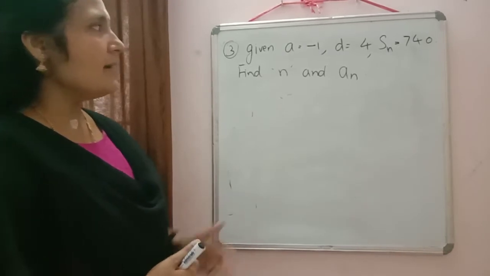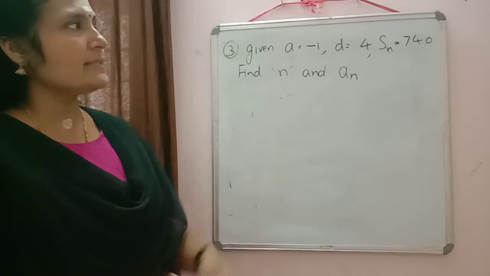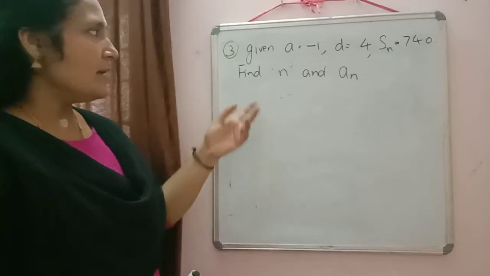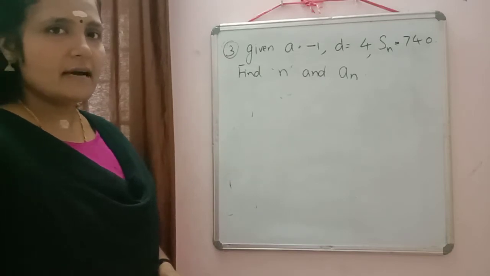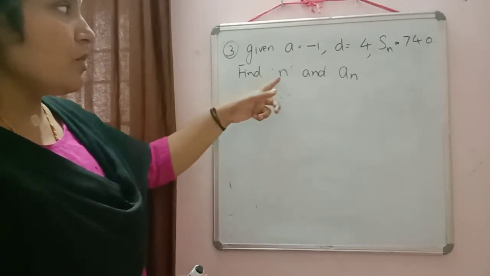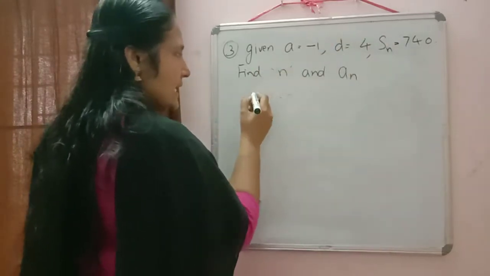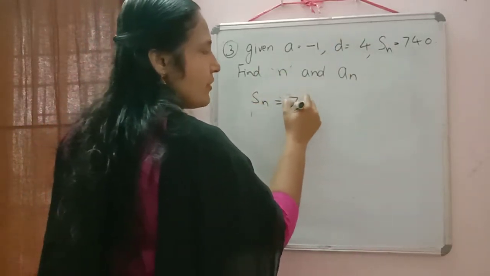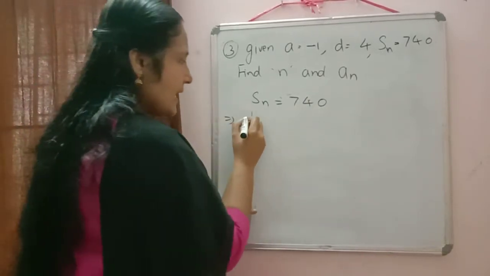In this question, it was given A is equal to minus 1, D is equal to 4 and Sn is equal to 740. We have to find out the value of n and An. So shall we start? Okay. First we want n. So using these two pieces of information. Sn is given there as 740.